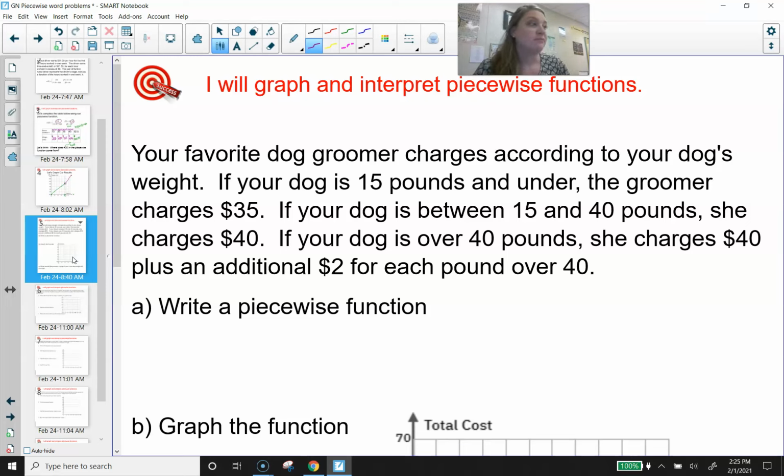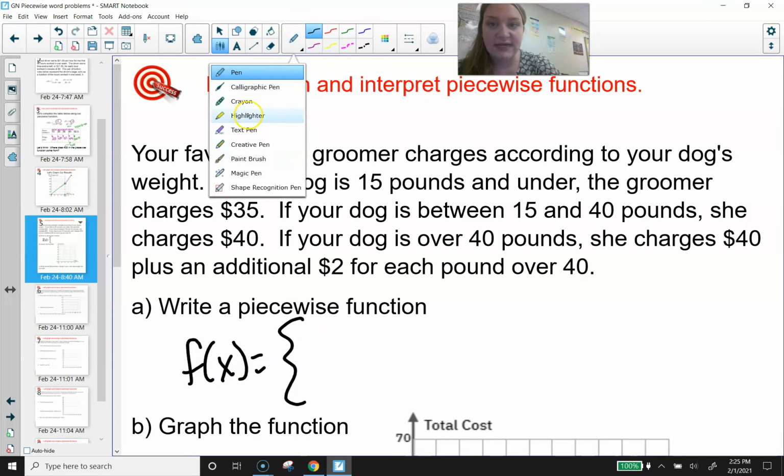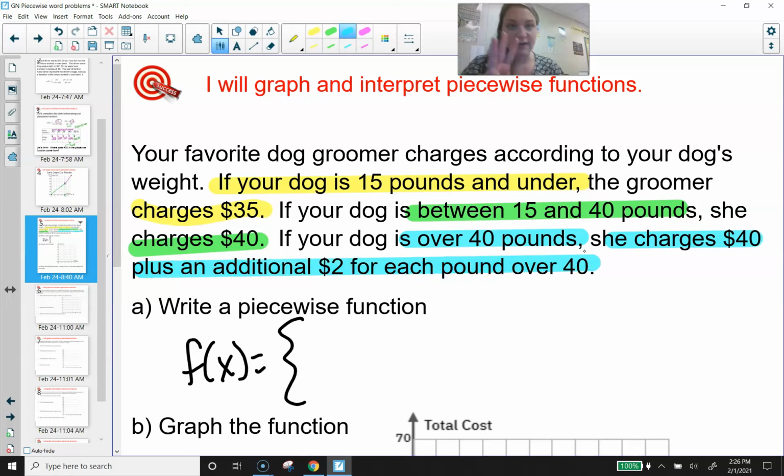Okay, so the first thing we're going to do is write a piecewise function. So piecewise functions, we always start off by saying f of x equals, you know that. Okay. I notice that I have three different scenarios here. We have 15 pounds and under, right? Between 15 and 40, and then over 40, this one. Okay, so there's three rules that we have to write equations for.